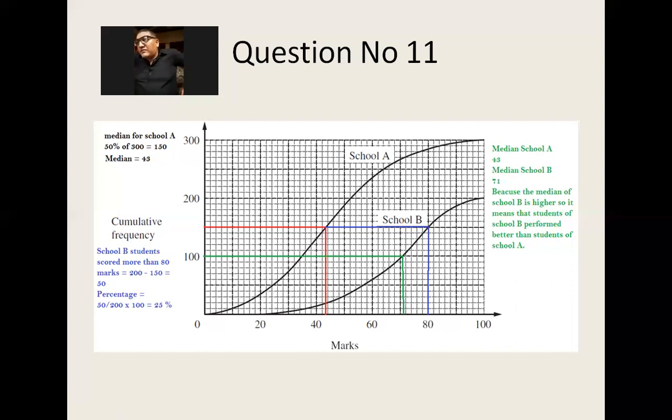In other words, you can say that 50% of the school, because they have performed better, they have got 71 marks. 51 and less than, they are more. They are getting more score. So I think that school B is performing better. So let's move to the next question.